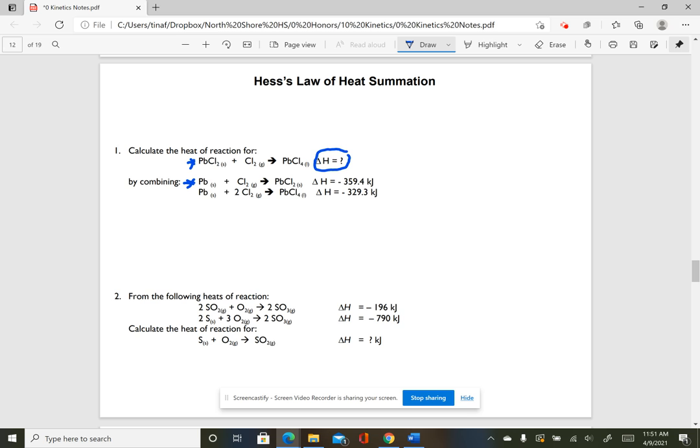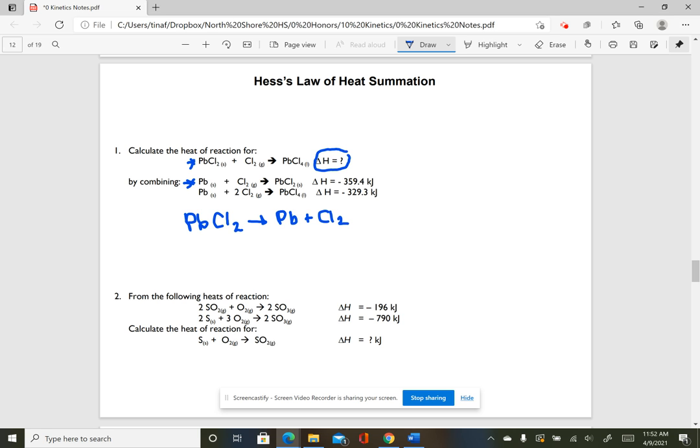I have Pb plus Cl2 yields PbCl2. Now, if I go back up to my original reaction, I want PbCl2 to be on the left side of the arrow. I want it to be in the beginning, right? I'm trying to make these reactions look like the one that they're asking about. So what do I have to do to this reaction to get PbCl2 to be on the left side? I want to flip it over. I want to look at this reaction in reverse. So that's literally what I'm going to do. I'm going to take this reaction and I'm going to write it in reverse so that PbCl2 is on the left side. That's where I want it.